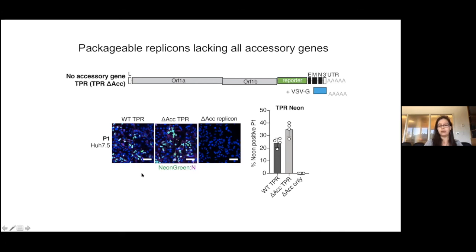And what we nicely see here is that these delta accessory genes replicons can also be trans-packaged pretty efficiently. And this is, of course, VSVG dependent, so we can trans-package them with VSVG. And this is great because first we added another layer of attenuation, but also now we can start testing the activity of these different accessory genes, either alone or in combination, in the context of virus replication.